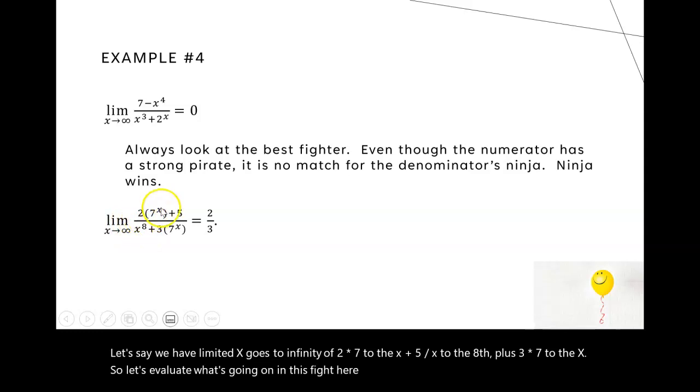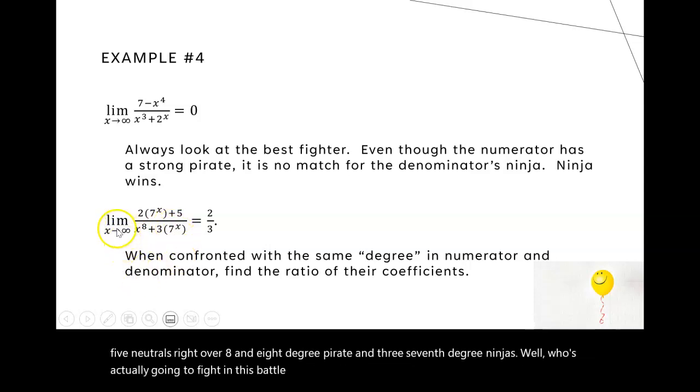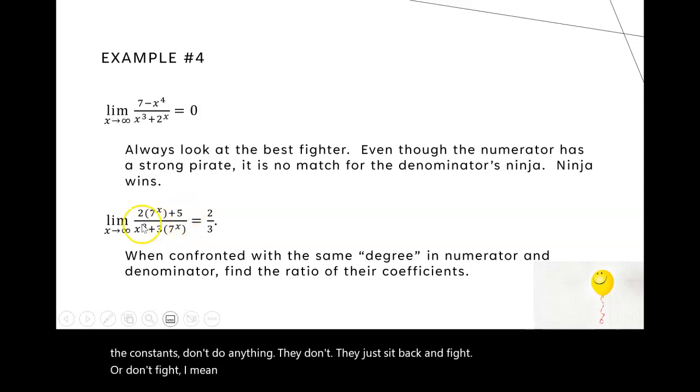We've got 2 7th degree ninjas plus 5 neutrals, over an 8th degree pirate and 3 7th degree ninjas. Well, who's actually going to fight in this battle? We need to look at the ninjas on our top. The constants don't do anything. They just sit back and don't fight. They're just watching the action.